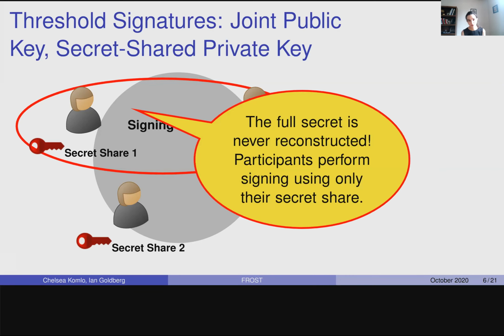And what's interesting about this setting, as opposed to the plain secret sharing setting, is that when signing is done, the full secret is actually never reconstructed. So unlike Shamir secret sharing, where after performing the algorithm you hold the reconstructed secret, in the threshold signature setting, participants perform signing using their secret share, but they never recombine the full secret altogether. And so that's nice in terms of limiting the footprint of exposure. They don't share secret material, they only perform signing.